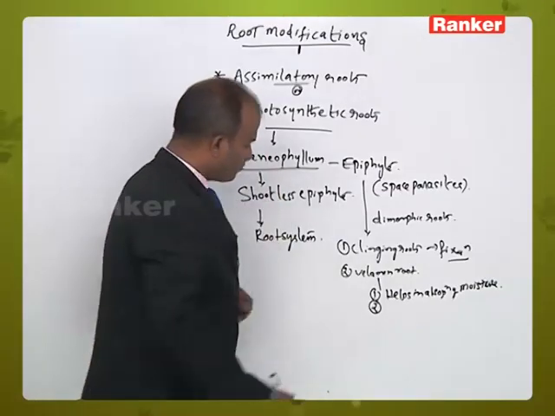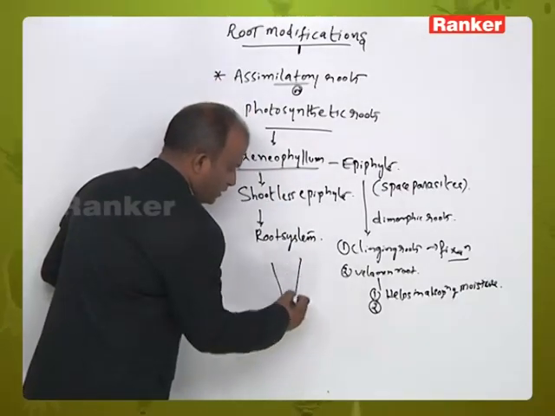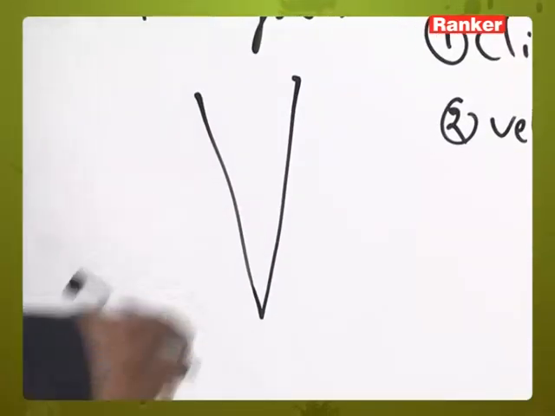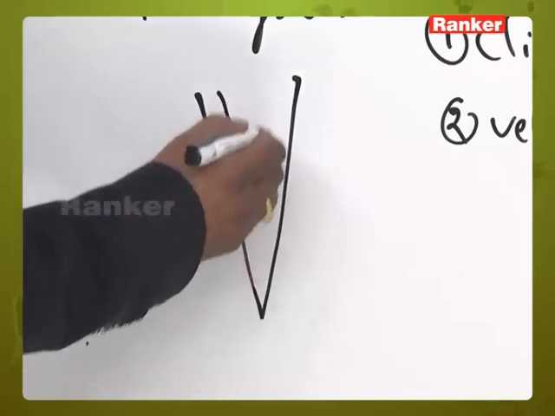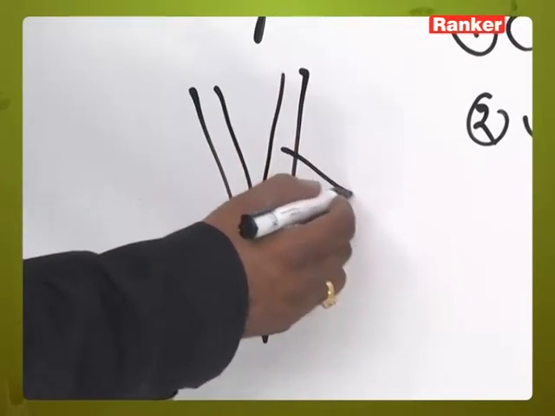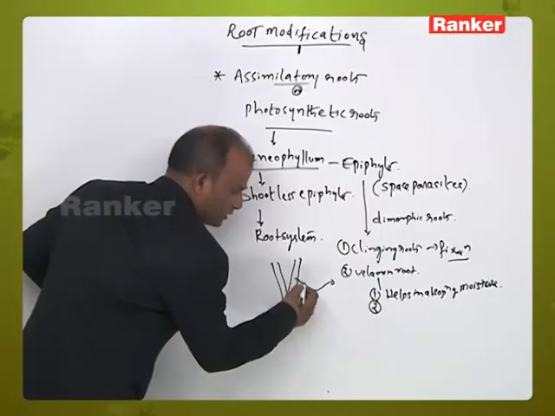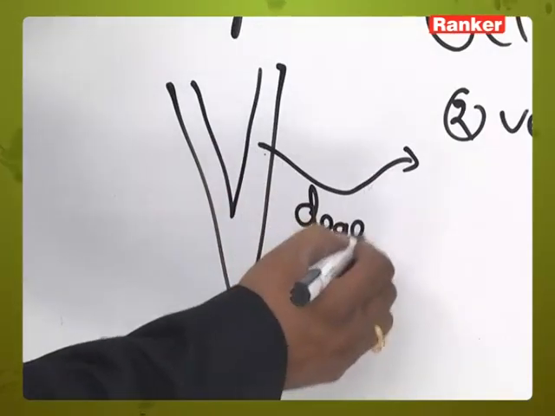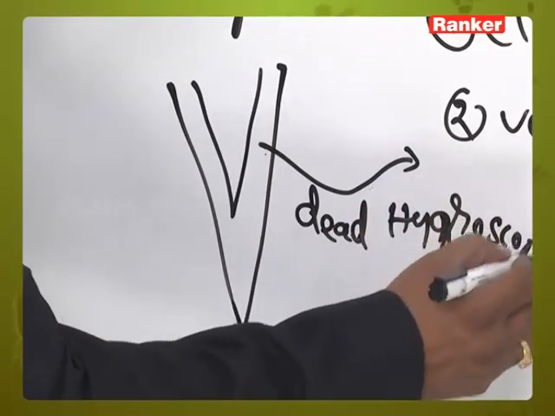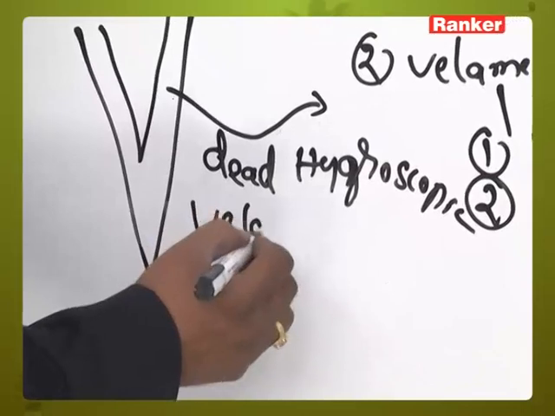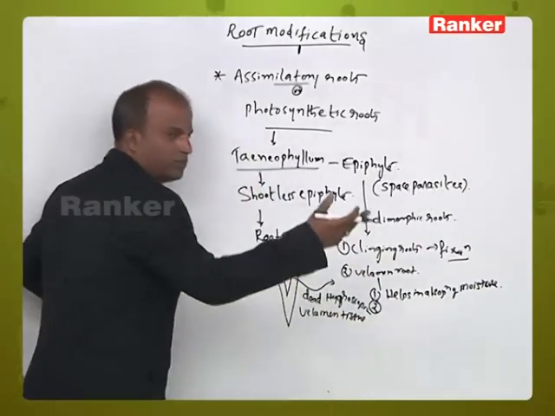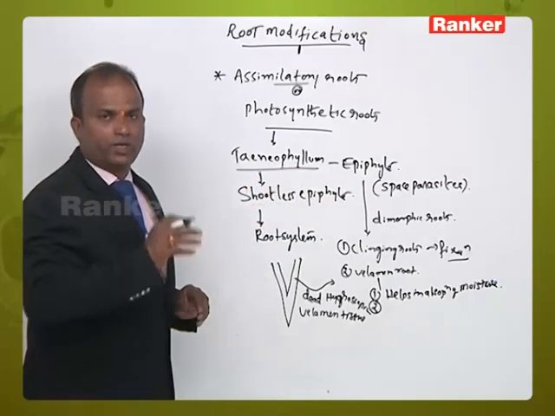Think this one is the velamen root. The outer surface of the velamen root contains dead hygroscopic velamen tissue, so it can absorb moisture from the atmosphere.